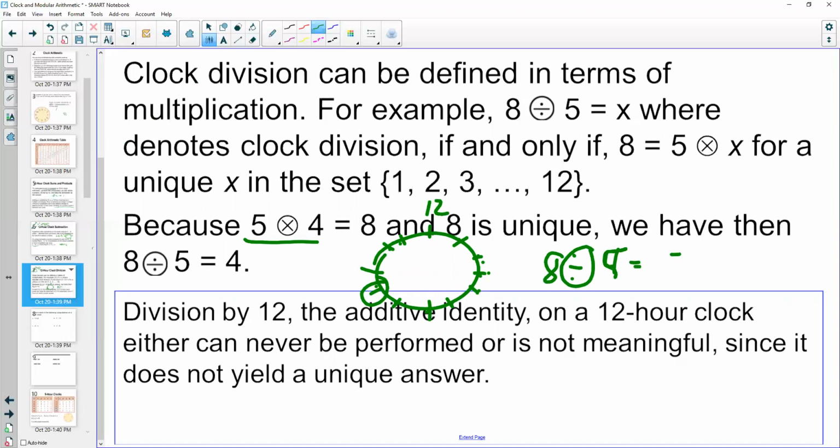Oh, I'm thinking about 4 and writing 5. 8 divided by 5 is 4. 8 divided by 4 would be 5. Division by 12 is not something we do, okay? You just don't divide by 12. It's not meaningful. There's no answer. So just in terms of what you're going to see here and what the answers are, that's one of the things that's going to go a little sideways here.